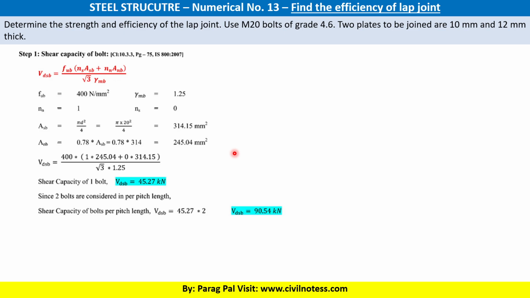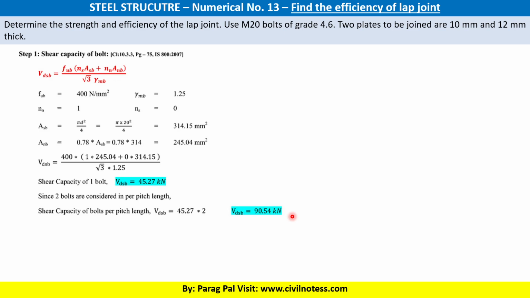Now put all the data in this formula, and you will get the shear capacity for one bolt as 45.27. As we calculated that we have 2 bolts per pitch length, we are going to multiply this VDSB by 2. So we get VDSB equals 90.54 kilonewton. Clear? Okay. Next step.